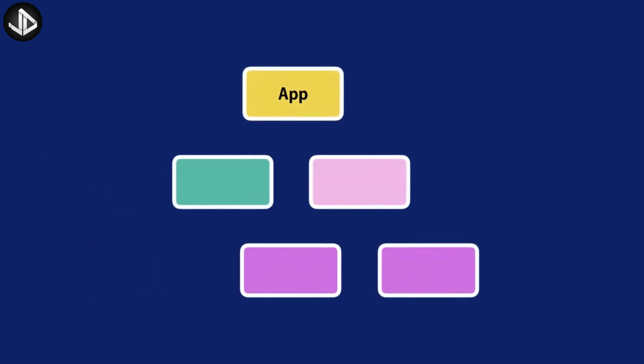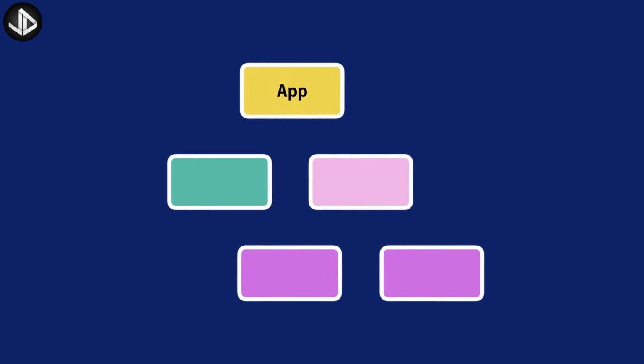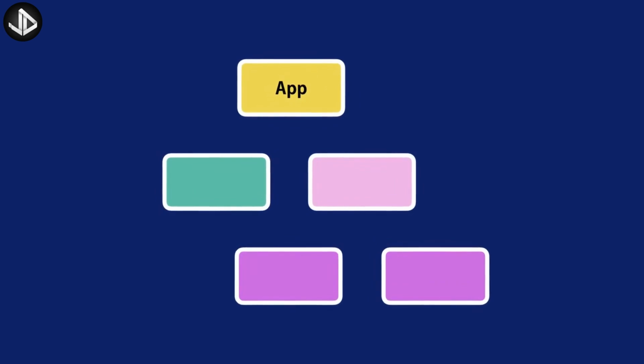Every React application has at least one component, which we refer to as the root component. This component represents the entire application and contains other child components. So every React application is essentially a tree of components. If you have worked with Angular 2 or higher, this should sound familiar.